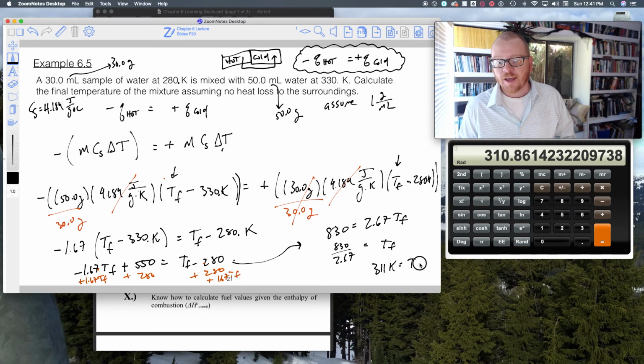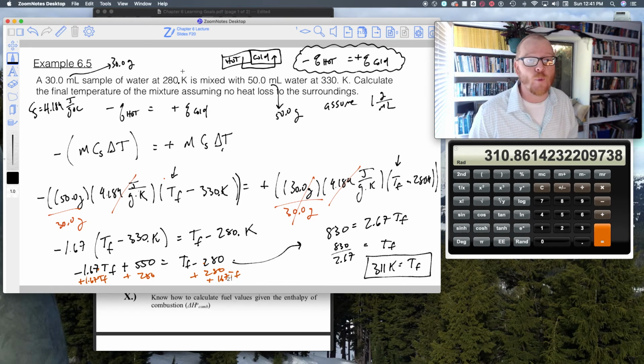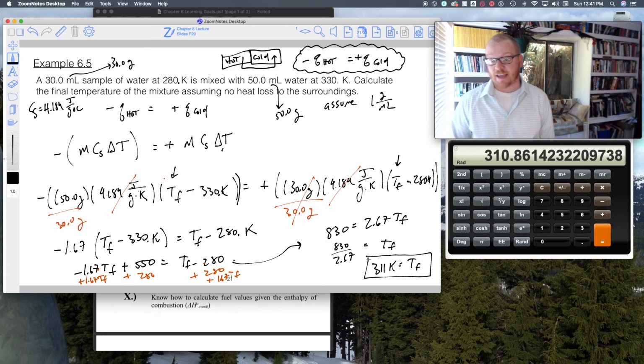With three significant figures, we'll say that's 311 Kelvin. And if you think about it, that makes good sense because the 30 grams of water was at 280 and the 50 grams of water was at 330. So that's about like halfway between, considering that they're not the same mass.